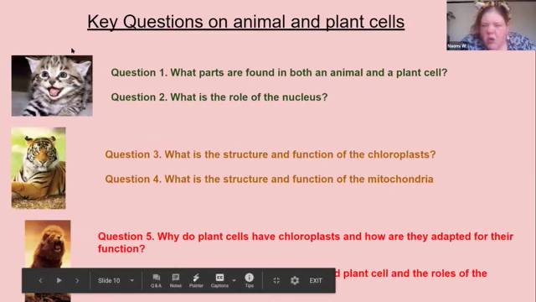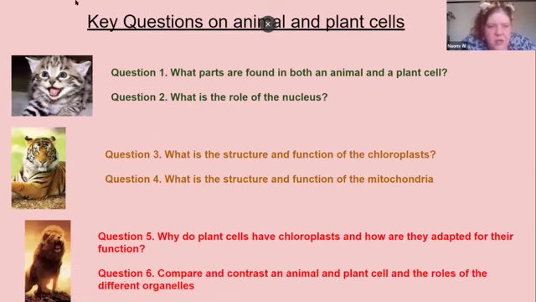And this is sort of me putting my little spin on it. So you can see we've got a little kitten at the top. And these are the questions I'd expect everyone to be able to do, because they're kitten questions. Okay, and they're what parts are found in both an animal and a plant cell, and you just list them. And then what's the role of the nucleus? And you just put what the nucleus does down.